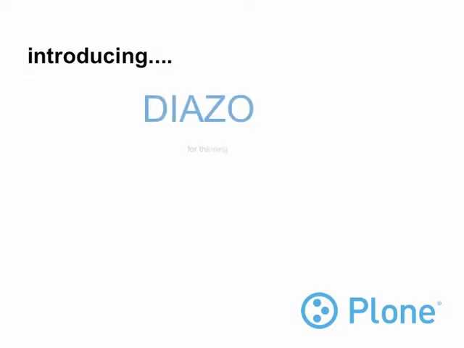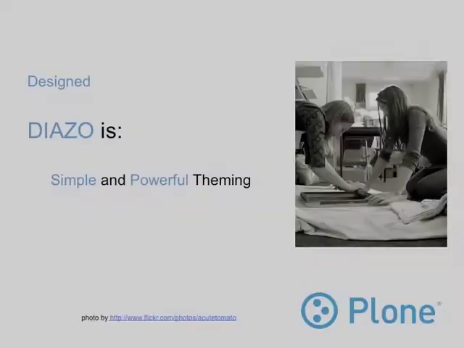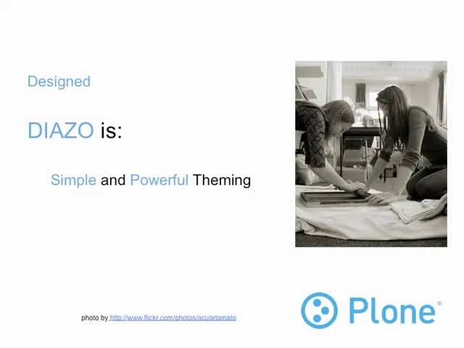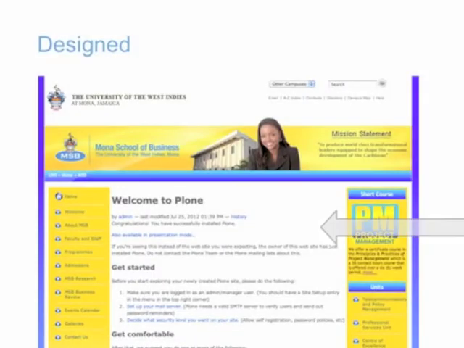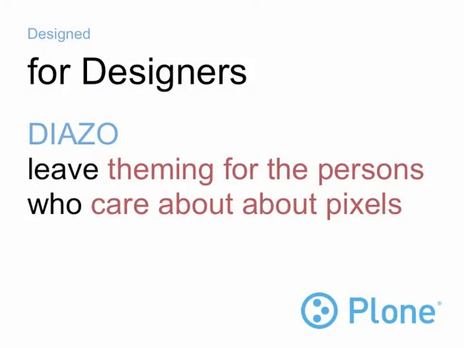So I'd like to introduce you to Diazo for theming. Diazo is made for designers. It's powerful and simple theming. It runs on Plone. It allows you to do things like this: have your theme over here, and you have your content over here. What if you could just magically make your content jump into your theme? I'm here to say, yes, you can, with Diazo. In other words, we want to leave theming for the people that care about pixels.